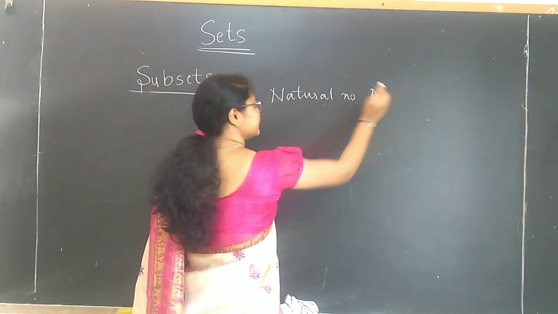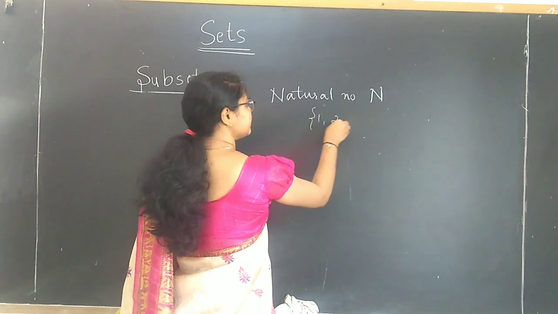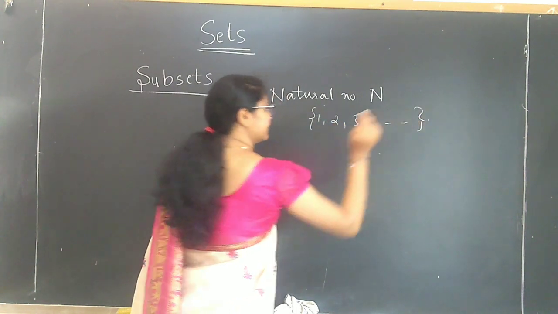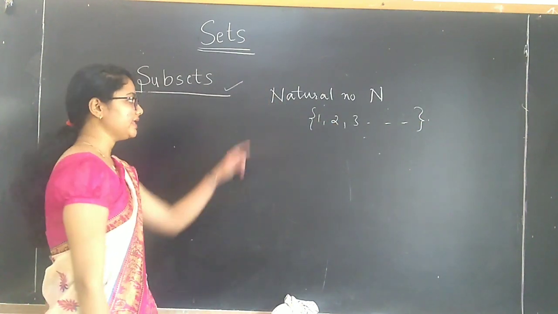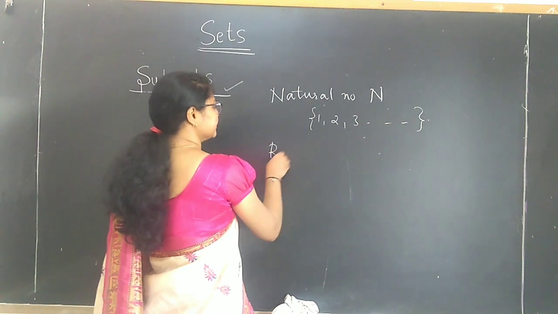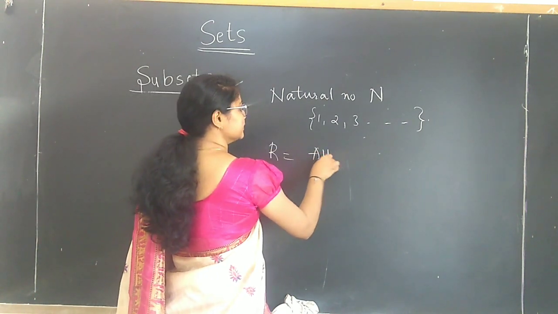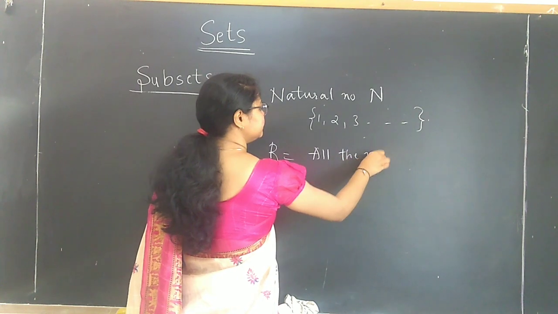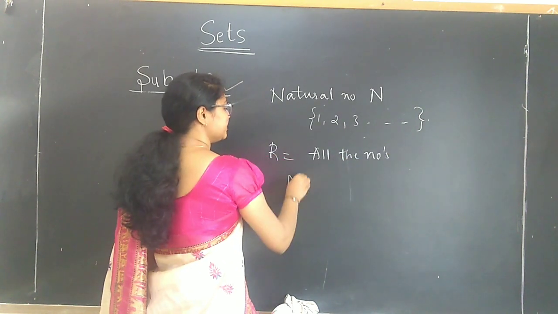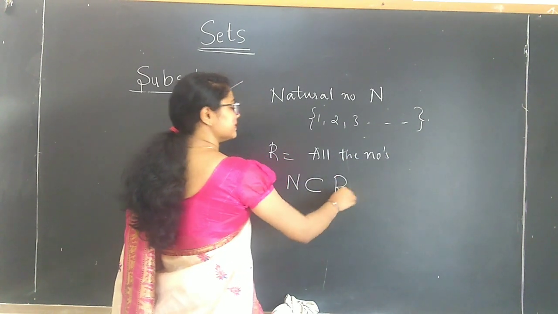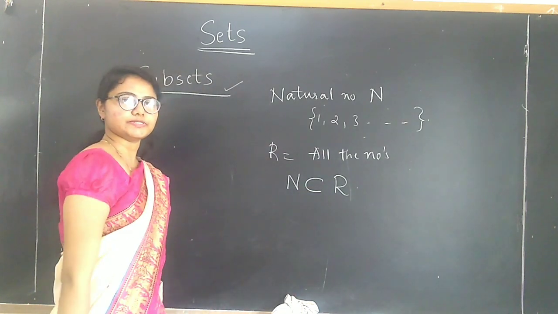So natural number set is N. What are the elements? 1, 2, 3. Like this it continues. Okay. Next I take the set of real numbers. Real numbers contains all the numbers. Obviously we can tell natural numbers is a subset of real numbers.